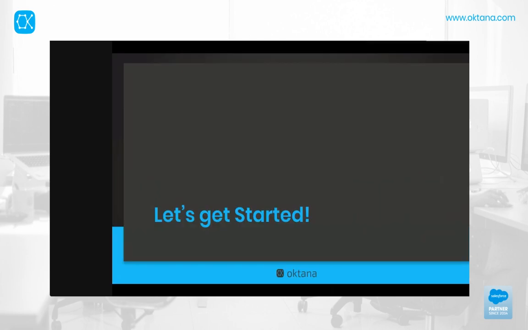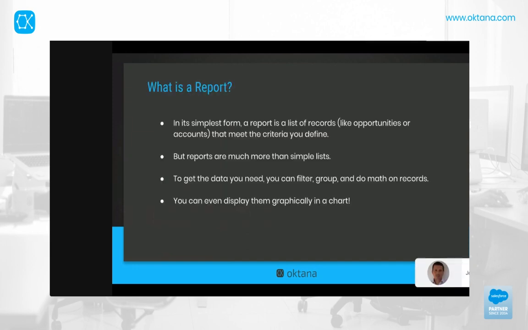Okay, so now we're going to get started with what is a report. In a simple way, a report is just a list of records that meet certain criteria that you define, but it's actually much more than this. With reports, you can filter them, you can group them, you can even do math with your records, and you can even display them in a graphical way.